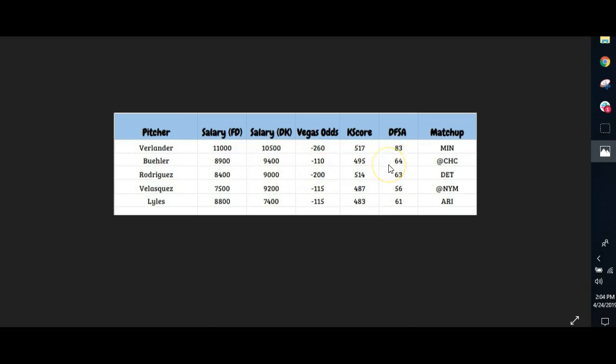The 20 points in DFSA grade is a decent drop, but it's not the worst. The price drops off, what, $2,000, but the Vegas odds, there's just too many drops in here. So the $2,000 is a nice savings, and I might use it some, but I'm not going to deviate much from Verlander for Walker Buehler because I'm sacrificing too much in the Vegas odds, a little bit in the K-score and a little bit in the DFSA grade.